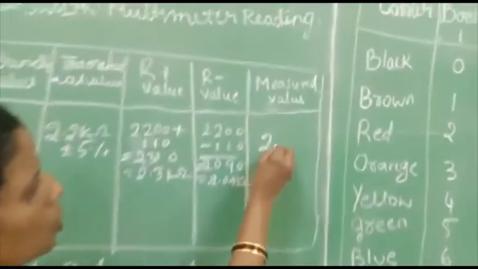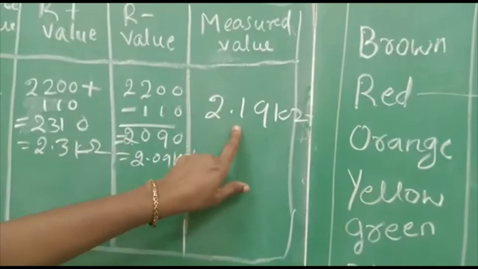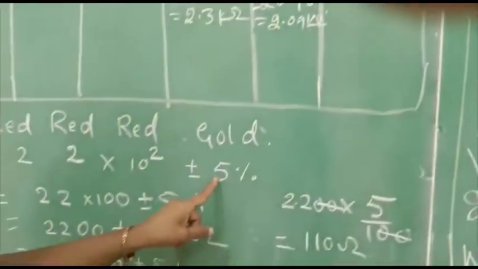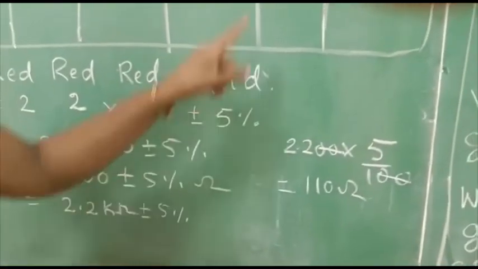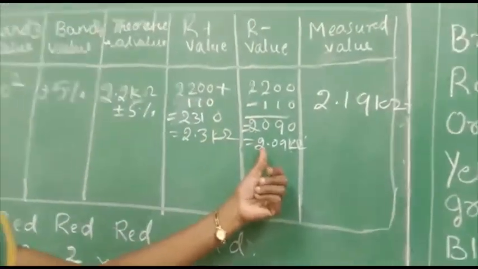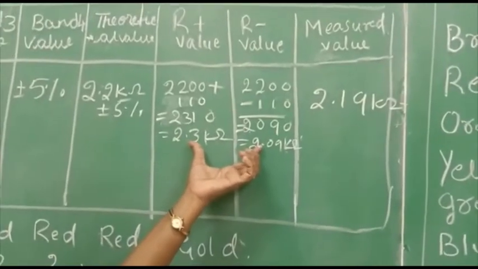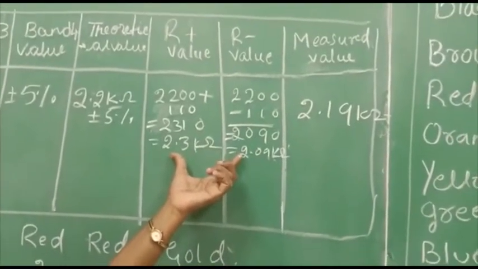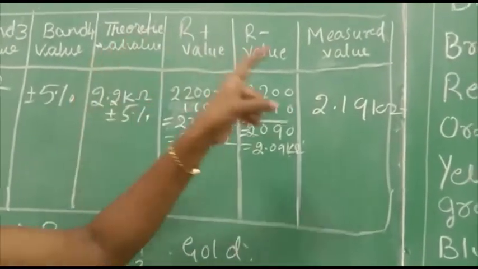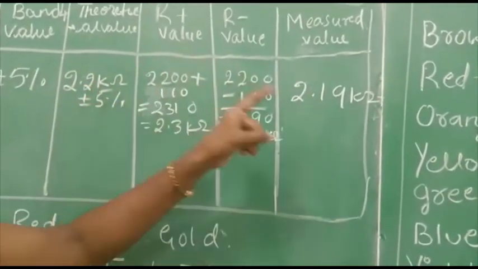The answer is 2.19 kilo ohm. So why did I get 2.19 kilo ohm? Because of the tolerance. For every resistor some tolerance will be given. So we may get exactly 2.2 kilo ohm, or it may be between 2.09 kilo ohm and 2.3 kilo ohm. We should get the value between these two ranges. So thus I determined the value of the resistor using the color code method, and we measured the value using the multimeter method, and both are approximately equal.